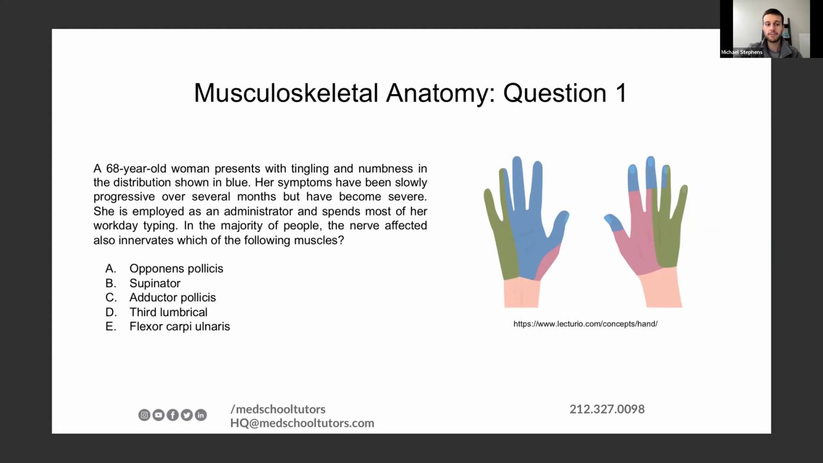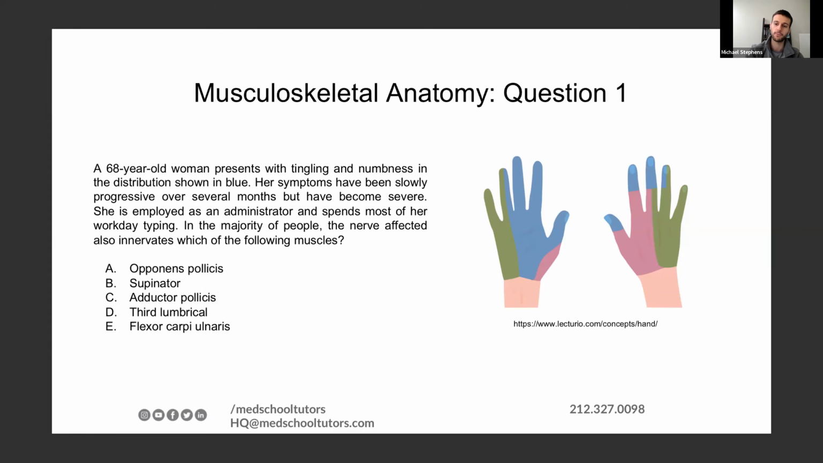So her symptoms have been slowly progressive over several months, but have become more severe. She's employed as an administrator and spends most of her workday typing. So what do you guys think is going on? What do you think is your diagnosis here? Carpal tunnel. That's exactly right.